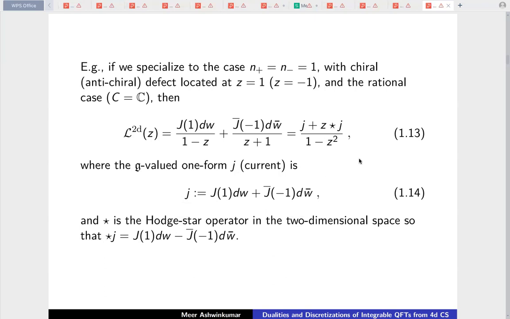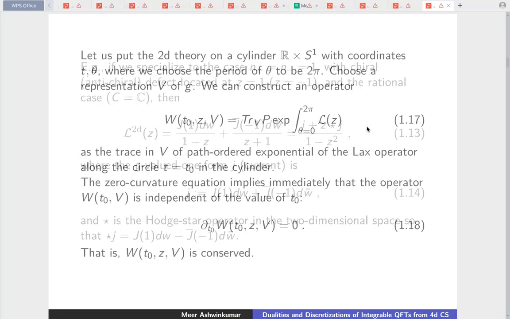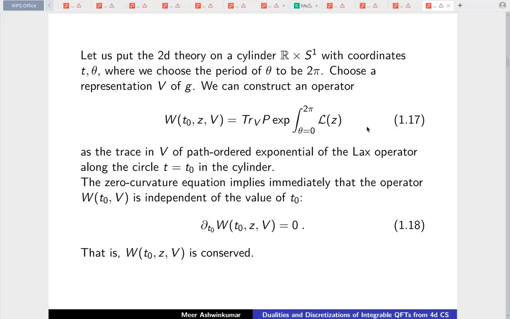So you might be quite familiar with this form for the Lax connection, which is the form of the flat Lax connection for many integrable field theories. And we can derive this explicitly in 4D Chern-Simons theory. And why we know that this field theory is integrable is because once we have a flat Lax connection, we can define this monodromy matrix we call W. Okay.